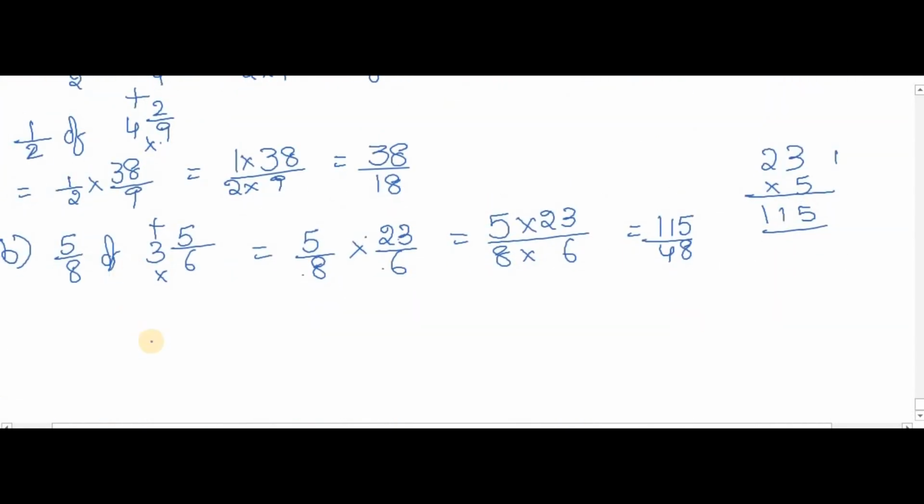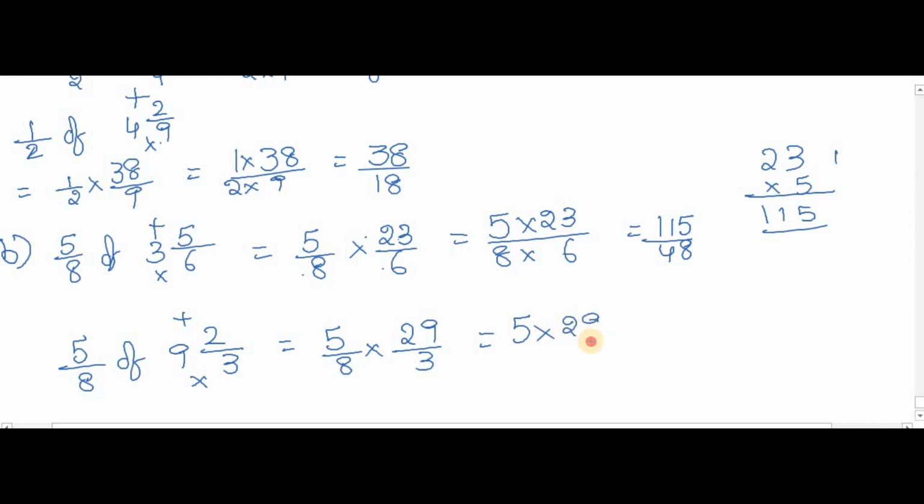5 by 8 of 9 2 by 3. So mixed fraction can be converted into improper. 9 3s are 27 plus 2, 29 by 3. So here also there are no cancellations for us. Just simply multiply numerators and denominators. 29 5s are, 5 9s are 45, 5 2s are 10 plus carry 4, 145 by 8 3s are 24. So this is your answer, right?